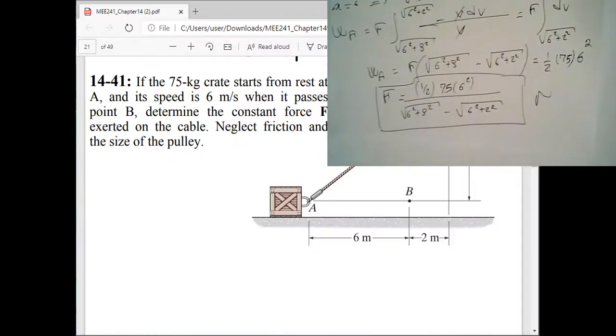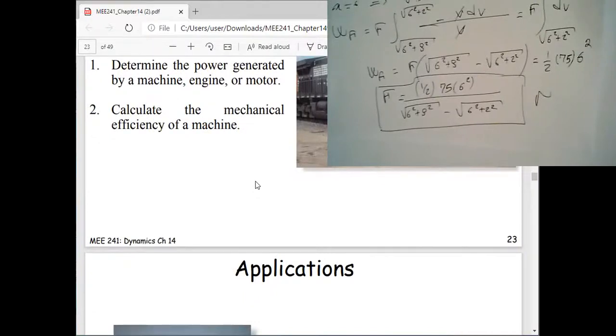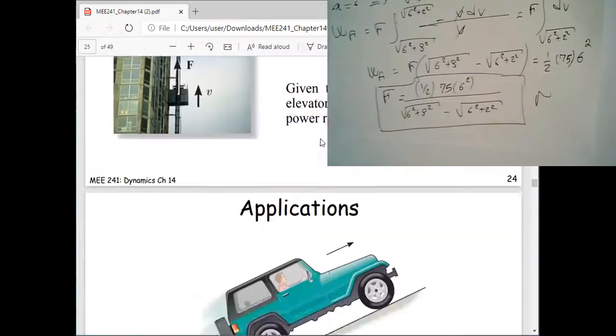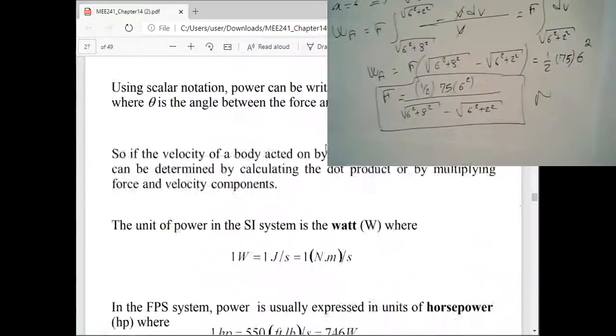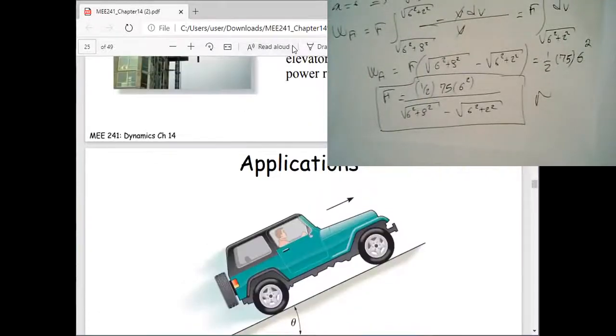Okay, guys, so that is that problem. That is it for the session. For the next session, we're going to start looking into power and efficiency. And I'm going to be posting that session pretty shortly.